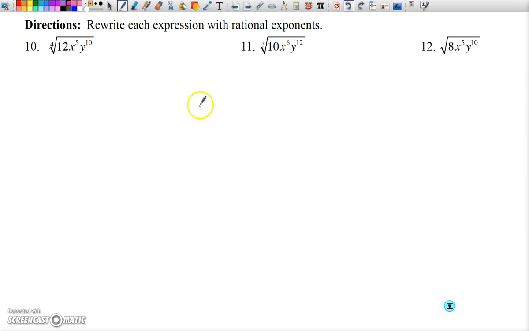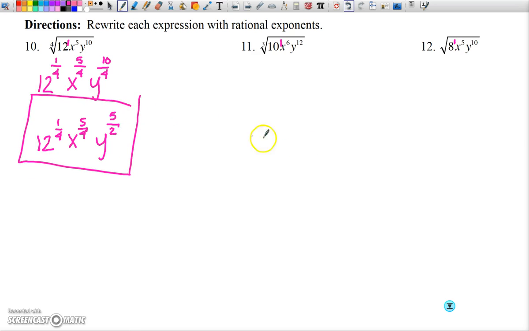All right, now in this one we're going backwards. So anything that doesn't have an exponent written has an exponent of 1. So all of those have a 1. So you take 12 and raise it to the exponent over index, x to the exponent over index, and y to the exponent over index. And from here, the only thing that you do as an extra step is simplify this one down to 5/2. And that would be your final answer.